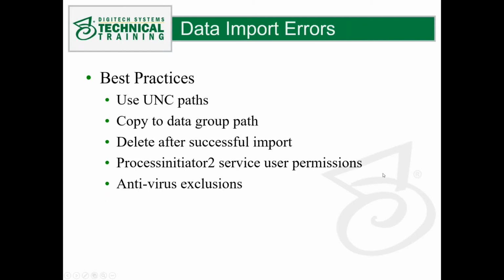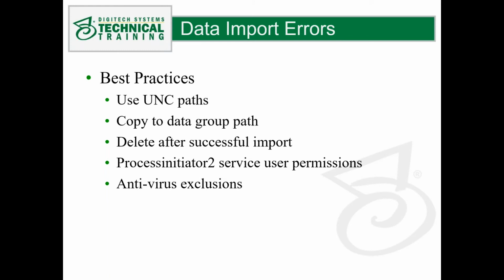Here are just some best practices when it comes to data import. Like we've talked about before, use UNC paths across the board. You definitely don't want to deal with local paths if you have multiple machines in the mix. We also suggest using the copy to data group path and delete after successful import options when it comes to pulling in data. If you do not use these options, especially the delete after successful import, the information in your monitored import paths and directory manager job directories just sit there and don't get cleared out. And that can really build up over time and make that location really, really full of data.